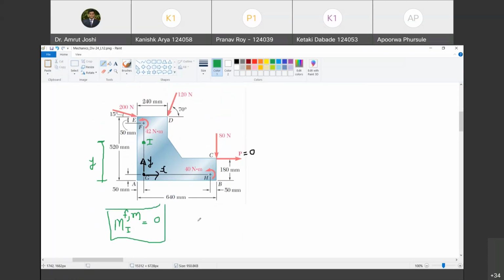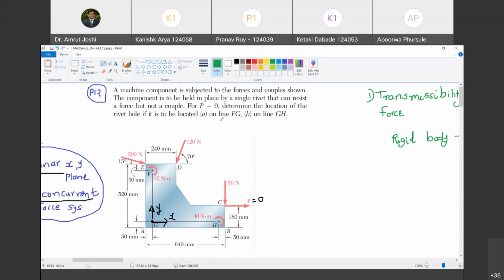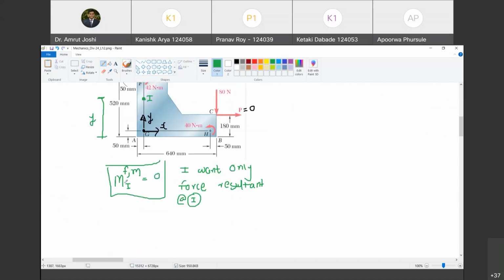So at point I, I want only force resultant to prevail. So I will write that down. I want only force resultant at I. Do you agree with me? Yes, sir. Okay. And has it been asked to find the resulting force? No. So the magnitude and direction of the resultant do not have to be found. You have to simply find the location. So I have to simply use this condition. Are you with me? Yes, sir.